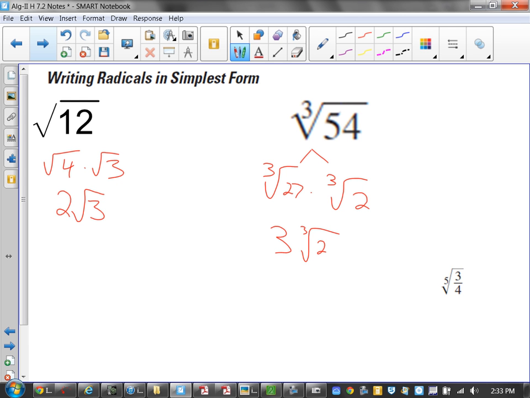And we just leave the cube root? Yeah, because can you simplify the cube root of 2? No. So you just leave it right now as that nth root like that. Just like you did with the square root of 12. You just left it like that.